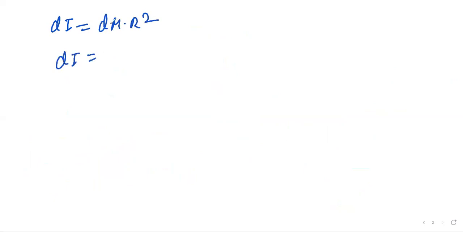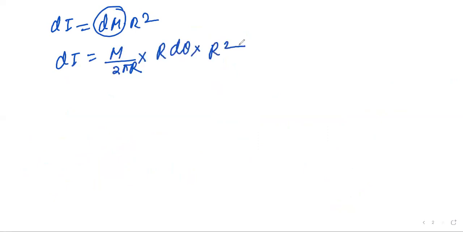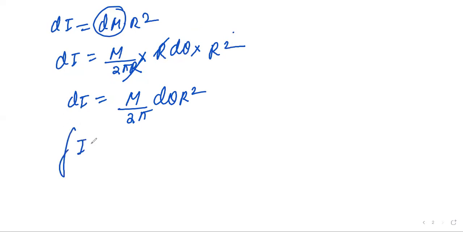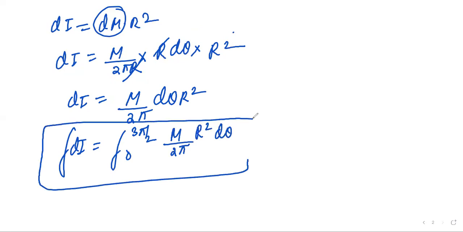So dI will become, putting the value of dm, m upon 2 pi r into d theta into r square. This r will get cancelled, so remaining is dI equal to m upon 2 pi r square d theta. Now integrating both sides, we get I equal to the integration from 0 to 3 pi by 2 of m upon 2 pi r square d theta.